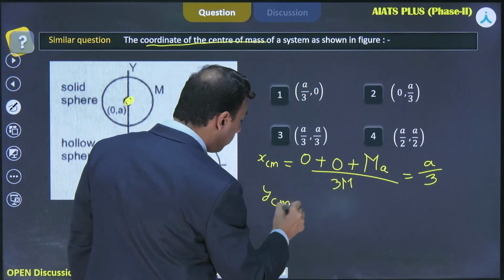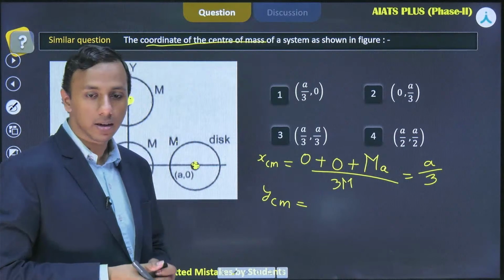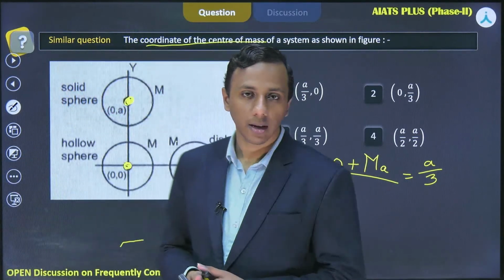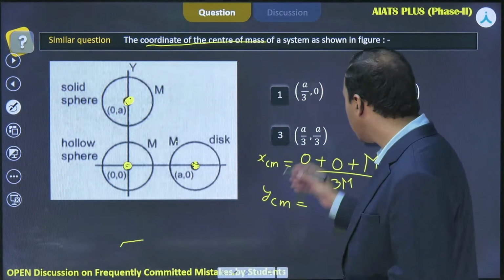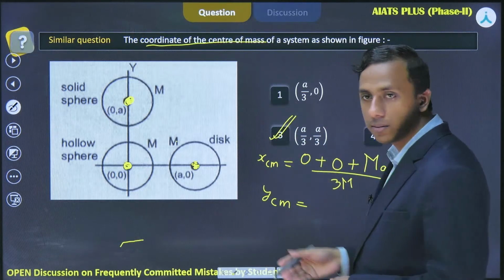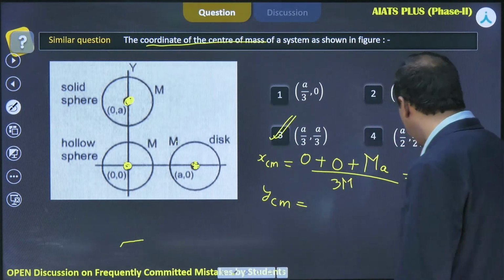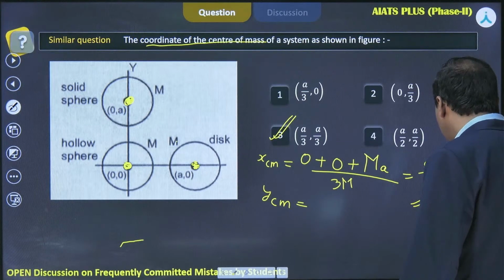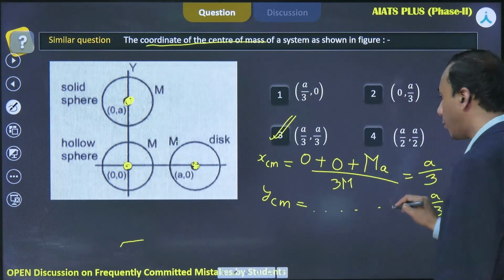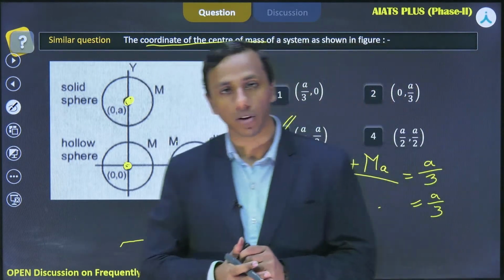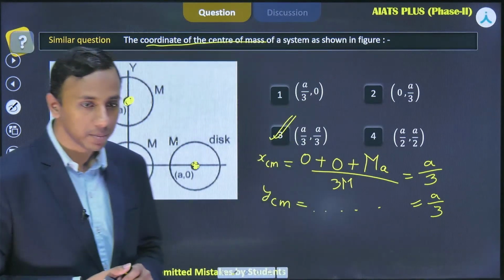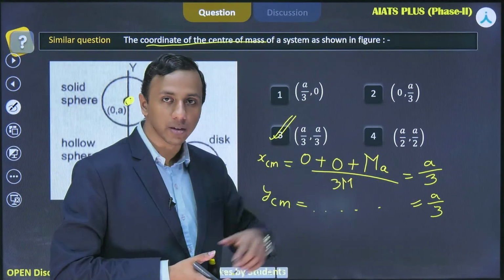You check for YCM. Please check. I'll leave this question as it is over here. But you please check. The answer will come to be option 3. Similarly, YCM also you will get as a by 3. Alright. So please do this portion. You can take this one as a very, very small homework. Alright. You can try it out. You will also get a by 3 again.